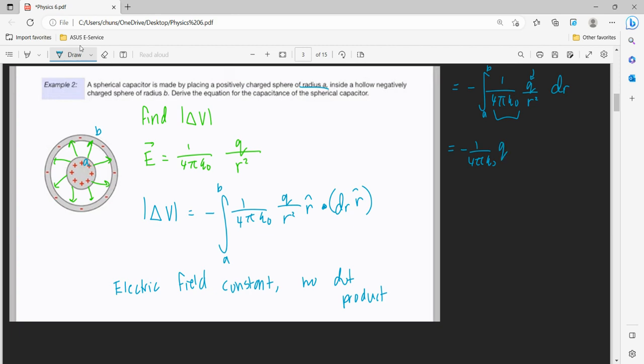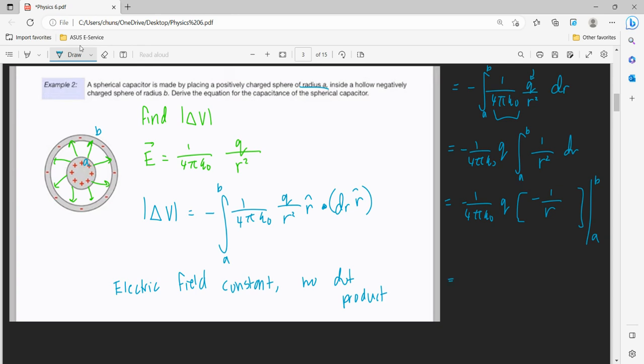So charge is also going to come out, but in our integral is going to be 1 over r squared dr. When we integrate that, this is r to the negative 2. I'm going to increase it to the negative 1 over negative 1, so this negative r at the bottom. And we are doing from limits b and a.